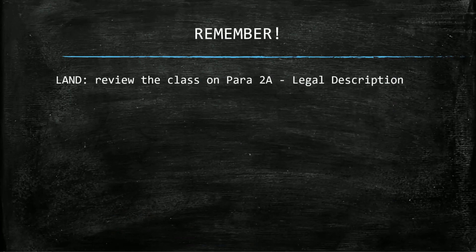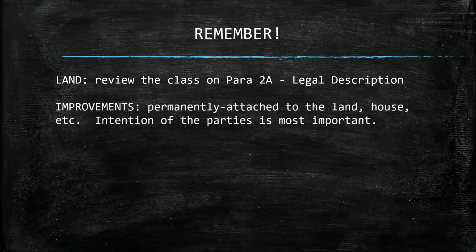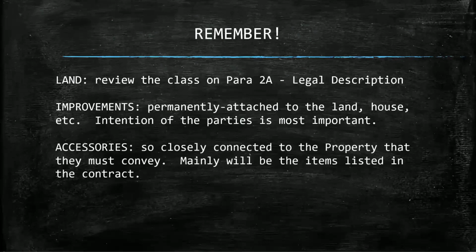So when we're talking about land, again, review the class on paragraph 2A, talking about legal descriptions. Improvements, anything permanently attached to the land, the house, etc. The intention of the parties is the most important factor in determining whether an item that might be personal property is a fixture and if it is an improvement. For accessories, these are items that are so closely connected to the property that they have to convey. Most of the time, they're going to be the items that are listed in the contract.